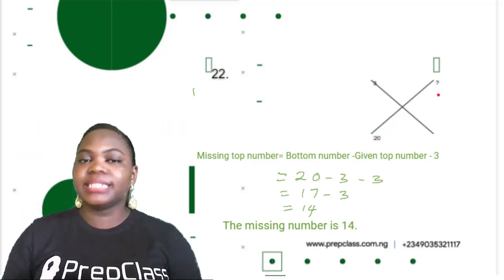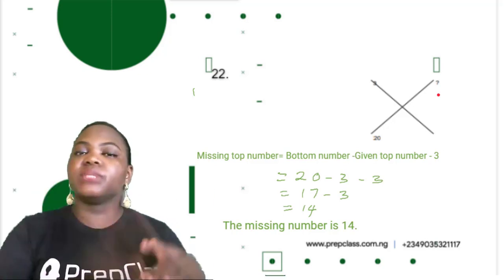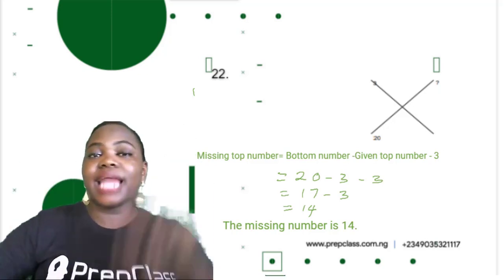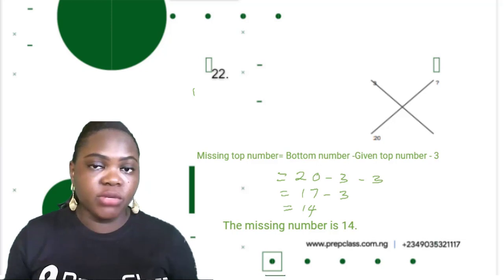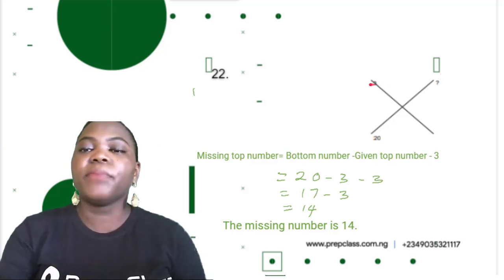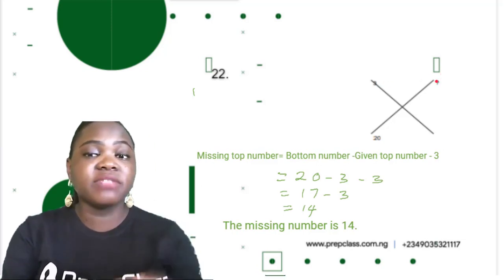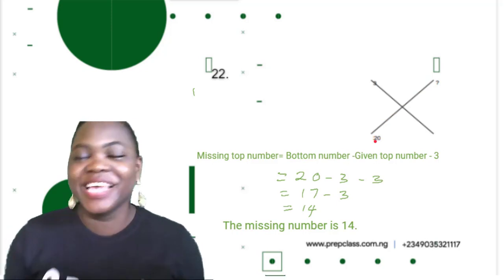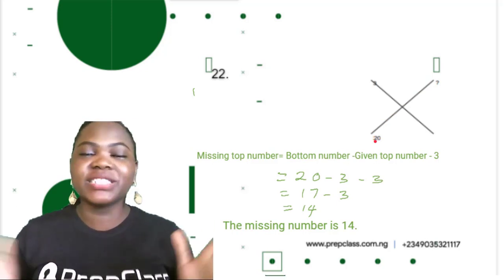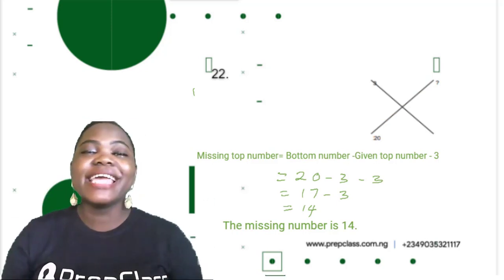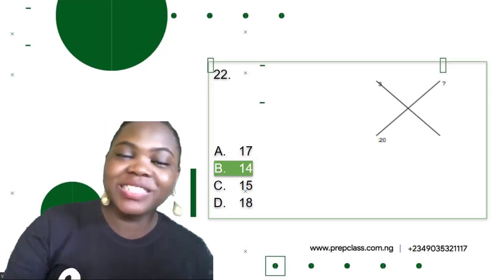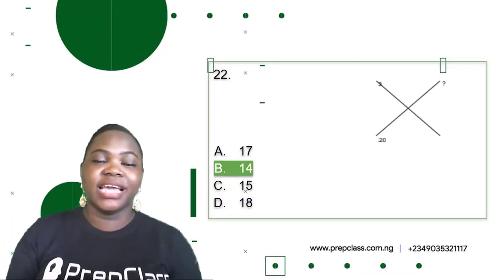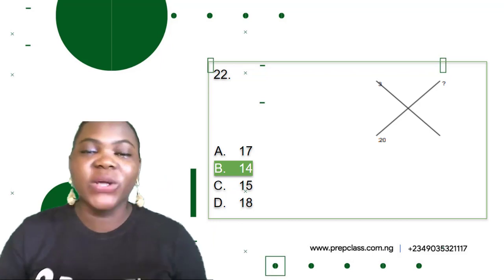But how are we sure that this answer is correct? Remember from the samples, add the two top numbers, then add 3 to the answer to get the bottom number. So let's do that now. 3 plus 14 is 17. Now, 17 plus 3 is what? 20. So that means that we got it correctly. The missing number is 14. So the correct option here is option B, 14.